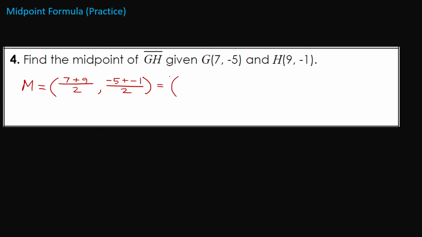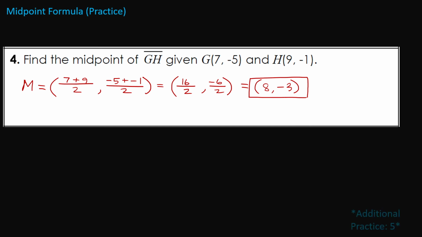And so we get 7 plus 9 is 16 over 2. And negative 5 plus negative 1 is negative 6 over 2. And to simplify one more time, our midpoint coordinate is 8, negative 3. And if you were to plot all of these points on the coordinate grid, you could easily prove using the distance formula that this is exactly the midpoint between points G and H. There is another additional practice problem for using the midpoint formula, and that is problem 5. So stop here if you would like to practice.